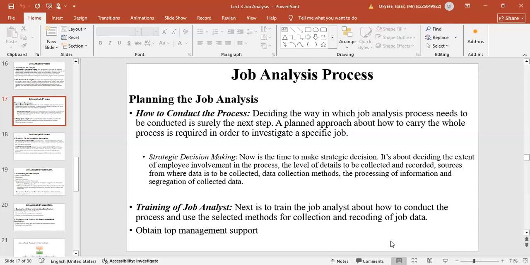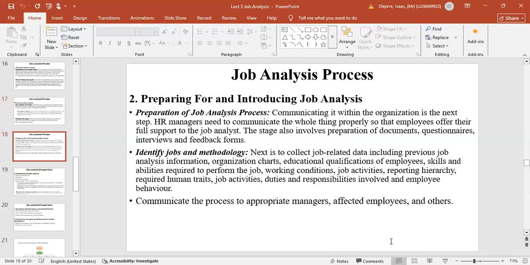So in doing job analysis, you first have to plan. You have to decide the method that you use. You have to decide the type of information that you need. You have to decide where you will get that information. You have to decide the processes of information. So all of that needs to be done in planning job analysis.